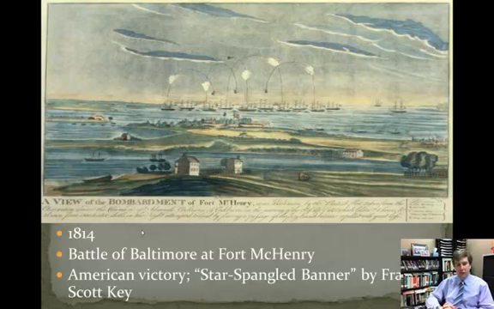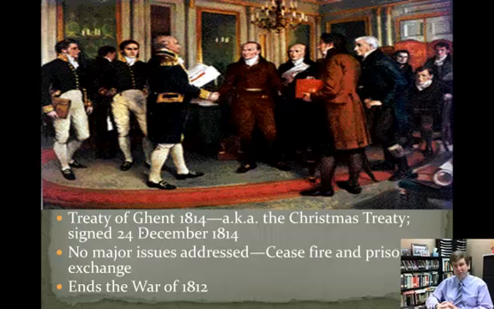It's also in 1814 that you have the Battle of Baltimore at Fort McHenry. This is a major American victory. The United States is going to defeat the British Navy. And, of course, there's an American on a prison barge named Francis Scott Key who watches the battle, and he pens down a poem entitled The Star-Spangled Banner, which eventually, of course, becomes the national anthem of the United States.